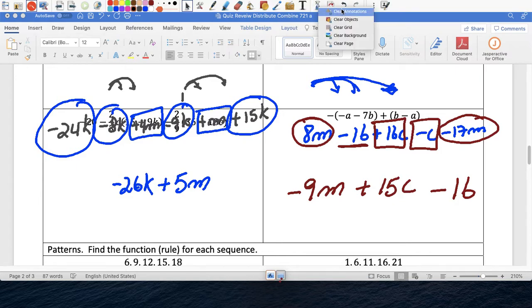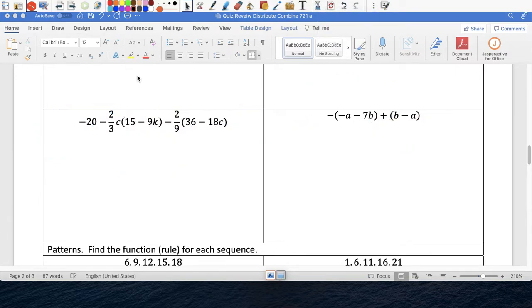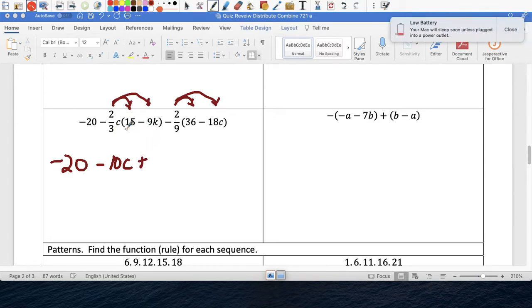Oops. Right? We need to get rid of the parentheses, right? So we can combine like terms. So negative 20 is just going to do nothing. Negative 2/3 c times 15 is negative 10c. Negative and negative is a positive, and 2/3 c of 9k, well, we're multiplying.